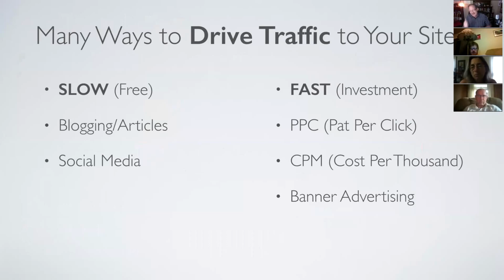The fast way, where you're making an investment because there's a return on investment, is pay per click, cost per CPM, which is cost per 1,000 impressions, and banner advertising. And tonight we're going to talk about banner advertising because it's simple and it's not real expensive.